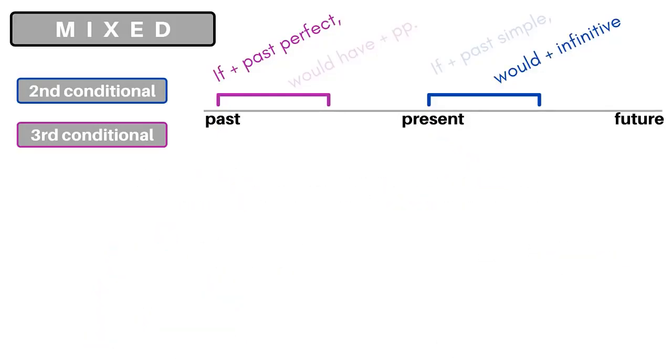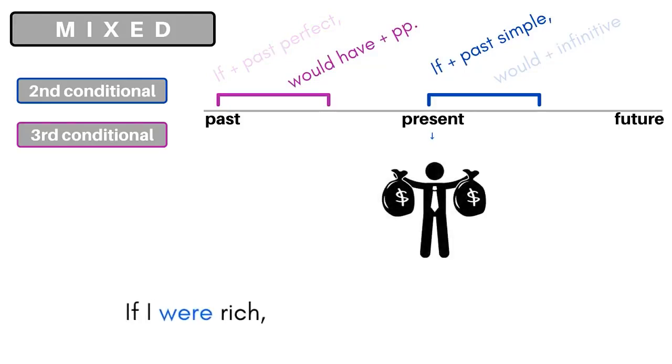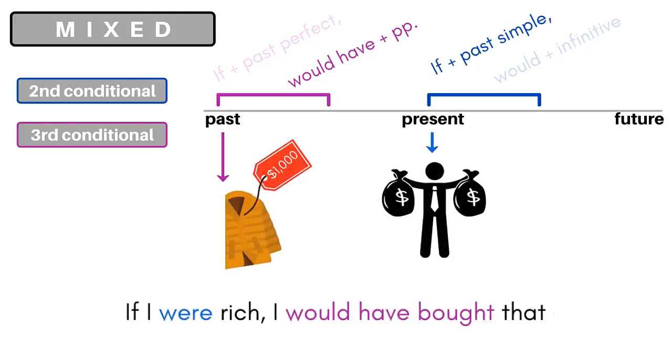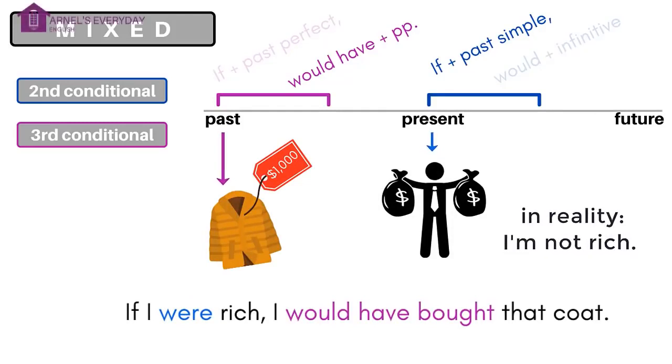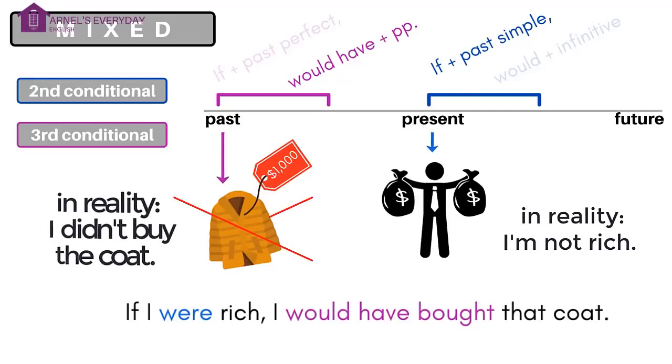But what about a present hypothetical condition and its hypothetical past result? If I were rich, I would have bought that coat. Unreal present, hypothetical present. In reality, I am not rich. I didn't buy the coat.